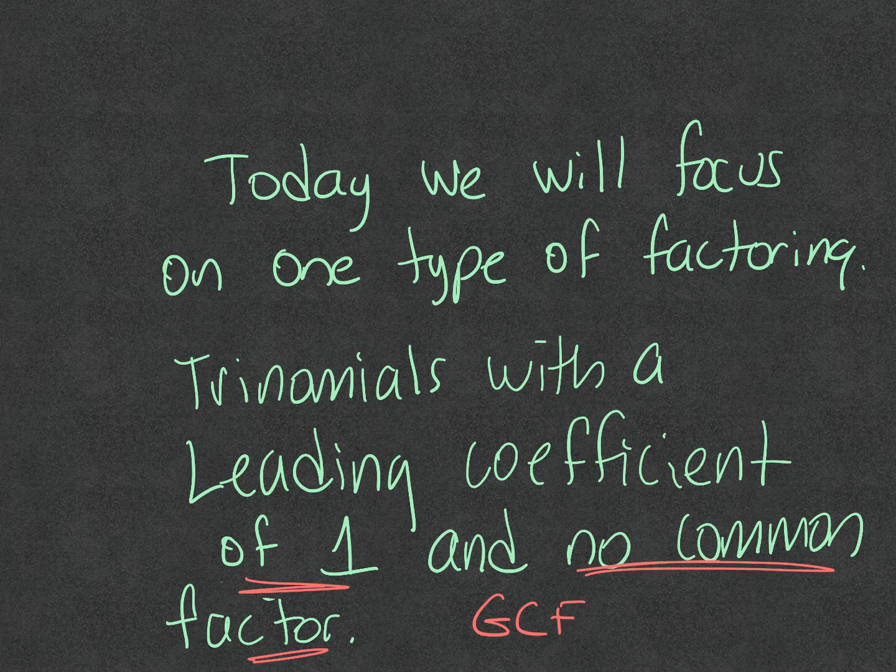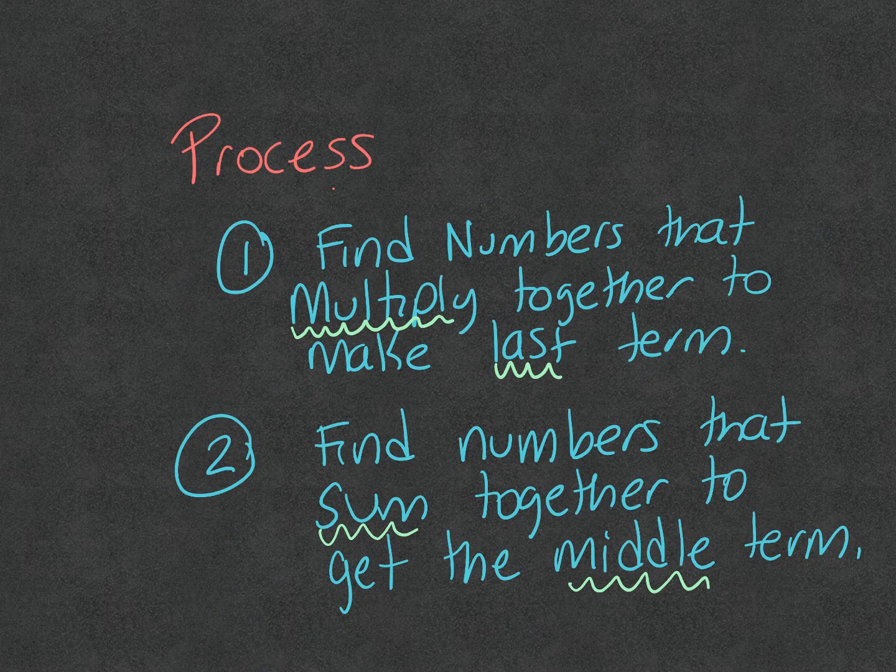We have a process, and I do want you to write this process down. I'm going to stay on this slide for a little bit. I don't have a worksheet for you where you can just say, I've got it written, so you have to write it yourself. Your first step is you're going to find numbers that multiply together to make the last term.